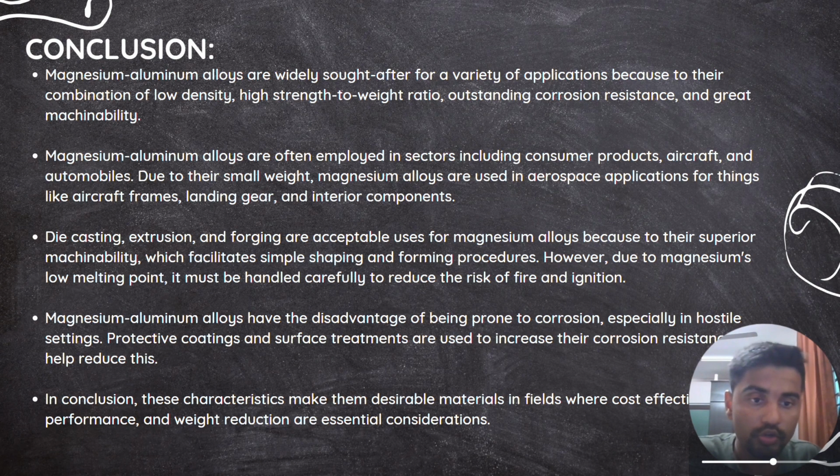However, due to magnesium's low melting point, it must be handled carefully to reduce the risk of fire and ignition. Fourthly, magnesium aluminum alloys have the disadvantage of being prone to corrosion, especially in hostile settings. Protective coatings and surface treatments are used to increase their corrosion resistance to help reduce this. Finally, in conclusion, these characteristics make them desirable materials in fields where cost effectiveness, performance, and weight reduction are essential considerations.